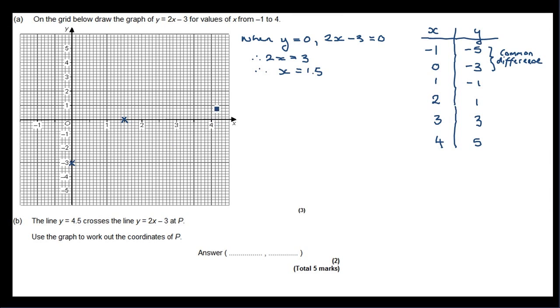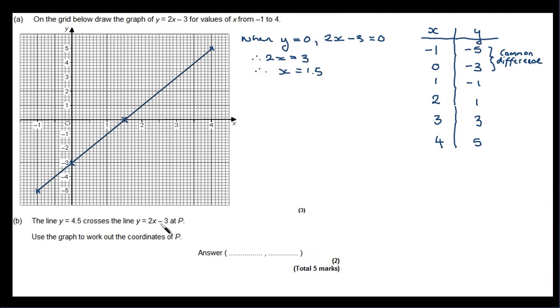So now we can put some of these, maybe not all of them, but some of them on our graph. For example, we'd definitely want to plot (4, 5), which is going to be here. And we want our far extreme, so the (-1, -5), which is going to be here. Just being a bit cautious. And we can see these are lining up nicely. So we can now draw our line through them. And there we have it. So we've completed part A. On the grid below, draw the graph of y equals 2x minus 3.